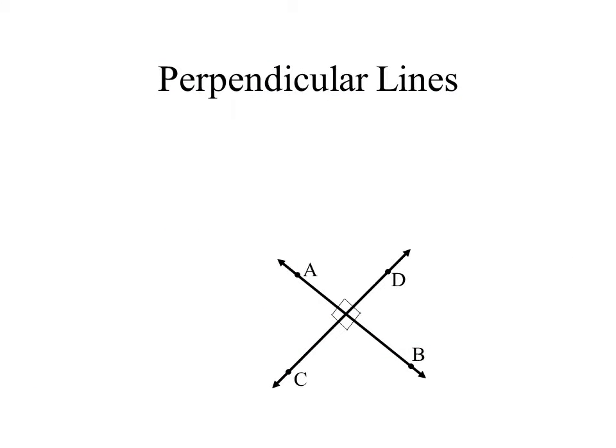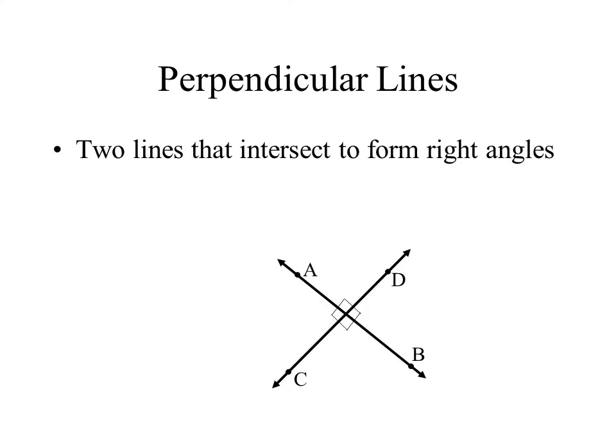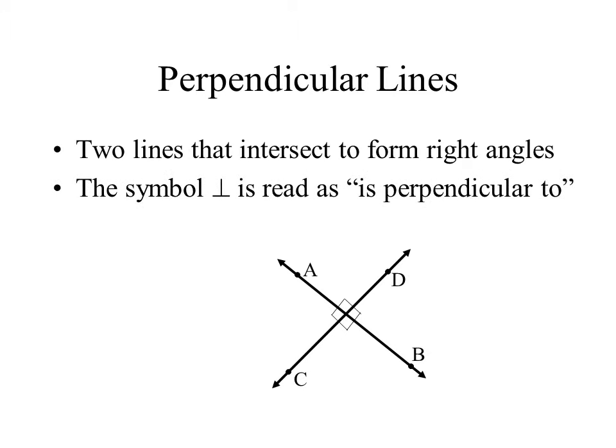All right, let's talk about some more vocabulary. Perpendicular lines. So two lines that intersect to form right angles. So you see this symbol inside each one of these angles, these little squares, is the symbol that shows that it is a right angle. This upside down T is read as perpendicular to. So I could say that line AB is perpendicular to line CD. As soon as I see that symbol, I know that the angles that are formed have to be 90 degrees.